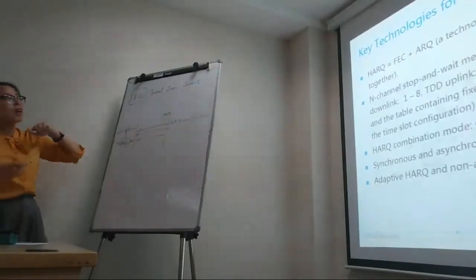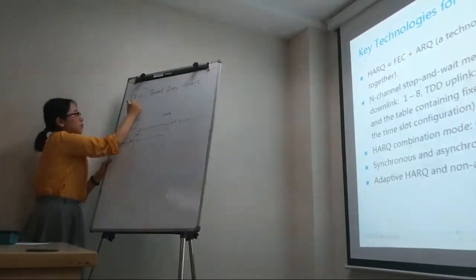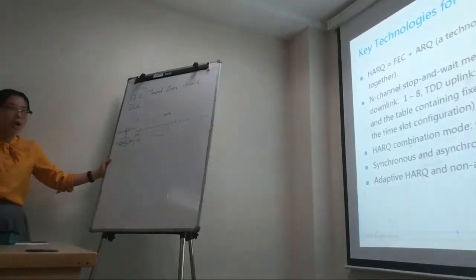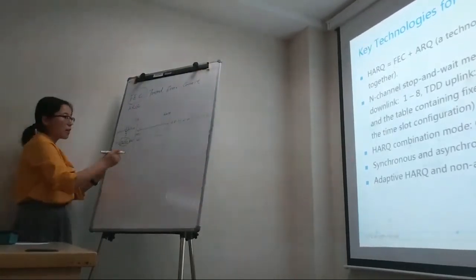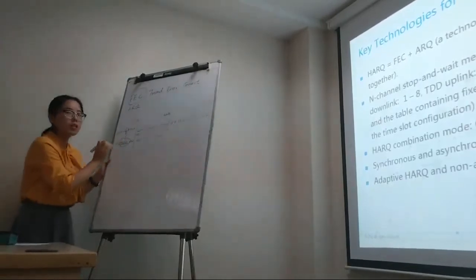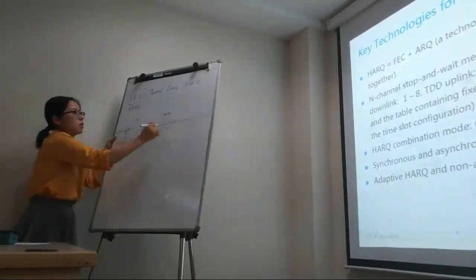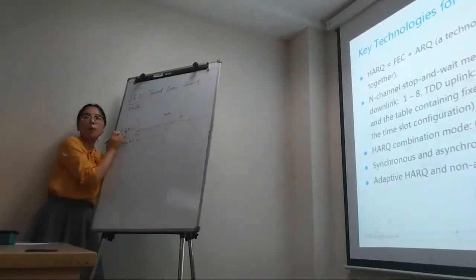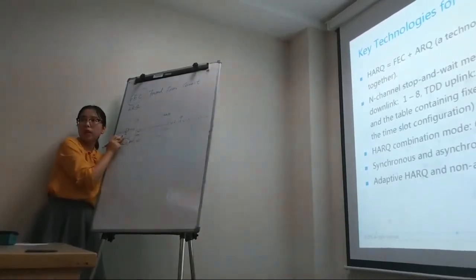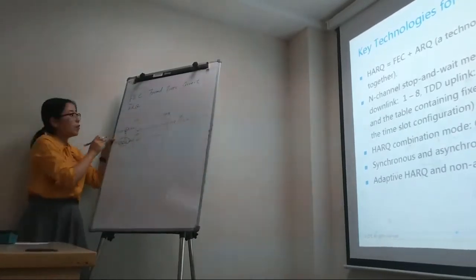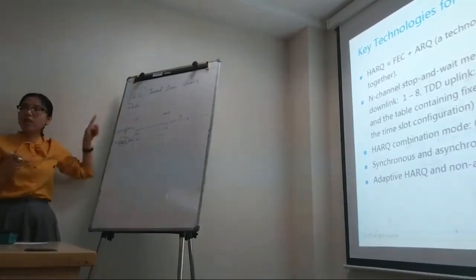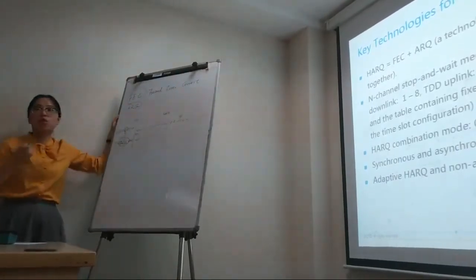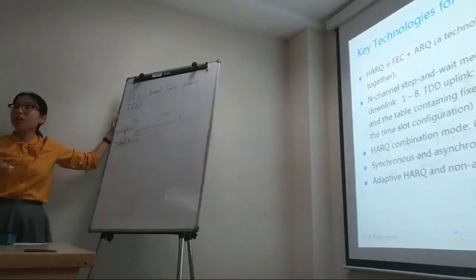For the ARQ, it is the automatic repeat request, acknowledgement request. If we only consider ARQ, this is the first data I received, and here is only one bit error. If I use FEC, I can correct it by myself. But if we use ARQ, there is no error correction ability.